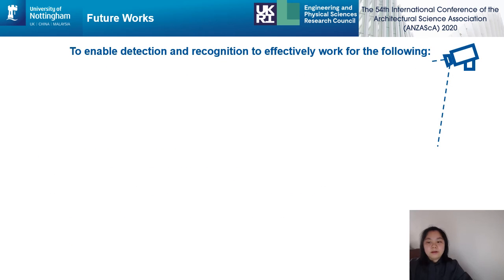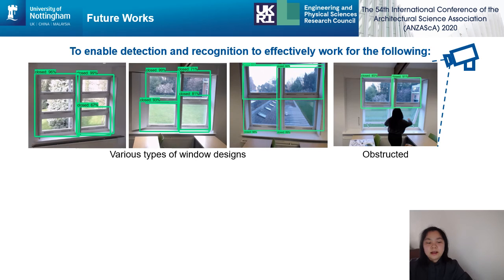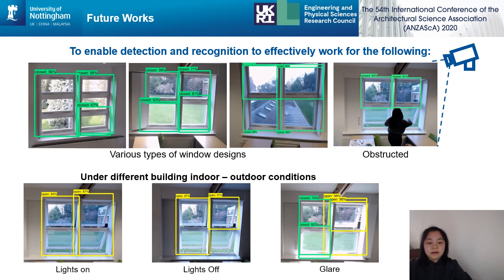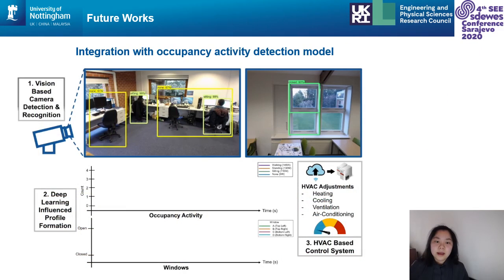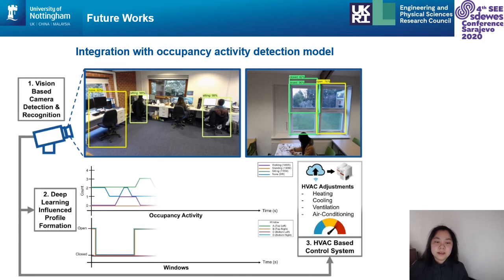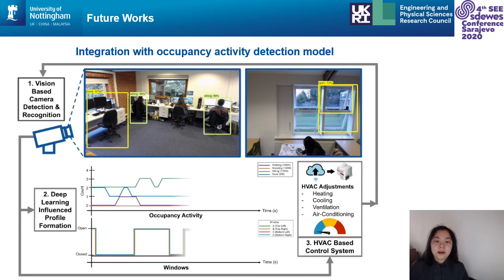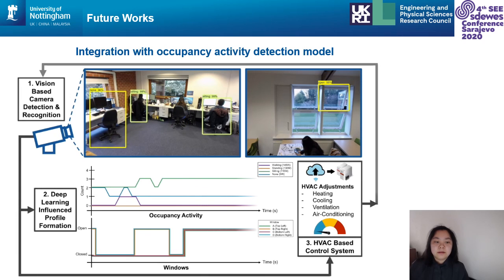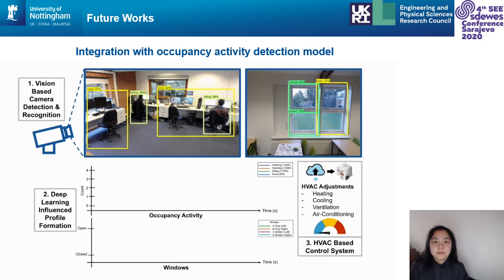The future work of this project includes enabling the detection and recognition to effectively work under the following conditions. This includes different types of window designs, when windows are obstructed, and under different building indoor and outdoor conditions. Furthermore, we intend to integrate this window detection model with our other occupancy activity detection model to enable accurate HVAC adjustments based on occupancy behavior within buildings.